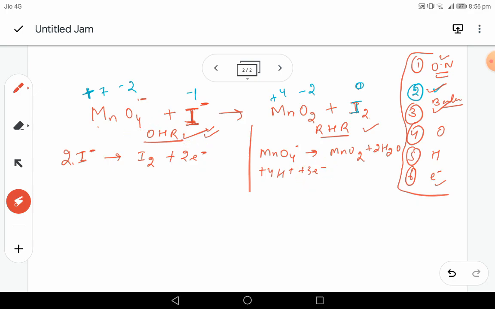Okay, right now you can see that in the oxidation half it is just 2 electrons and in the reduction half it is 3. So how can we make them equal? If I multiply this entire by 3, it will become 6 electrons. And if I multiply this entire by 2, it will become 6 electrons. Don't worry about the rest of the things. Here you just have to focus on making the number of electrons equal to each other.